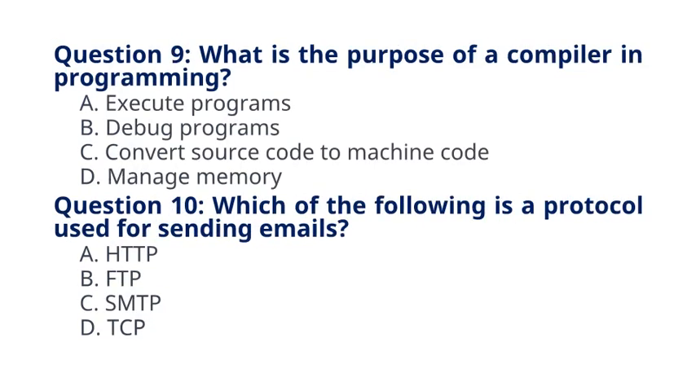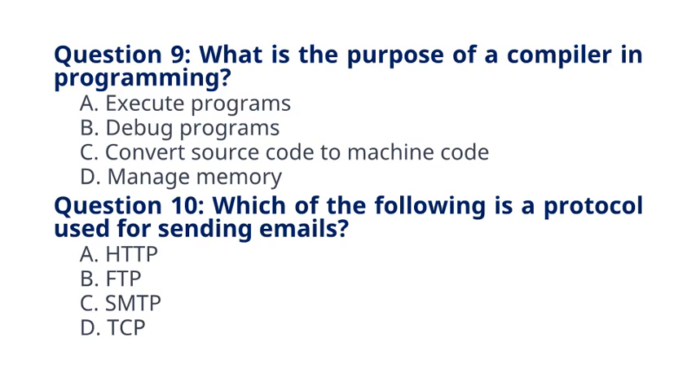Question 9. What is the purpose of a compiler in programming? A. Execute programs. B. Debug programs. C. Convert source code to machine code. D. Manage memory. The correct answer to question 9 is option C. Convert source code to machine code. Explanation. A compiler translates high-level programming code into machine code that can be executed by a computer.